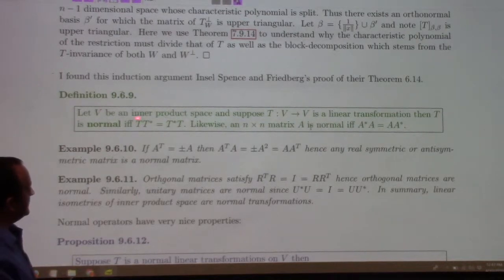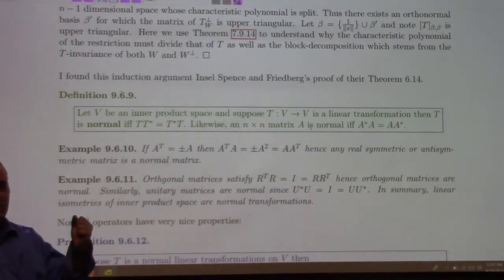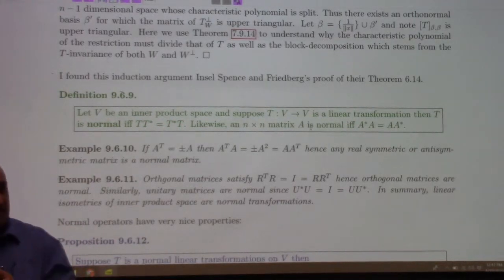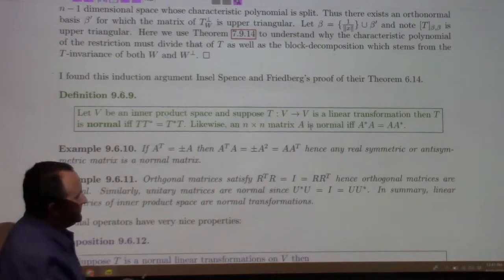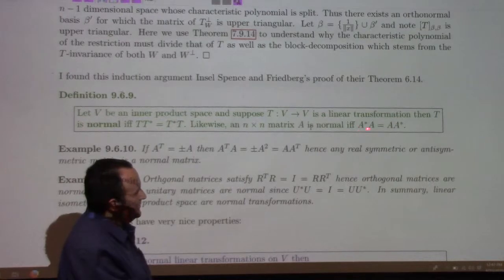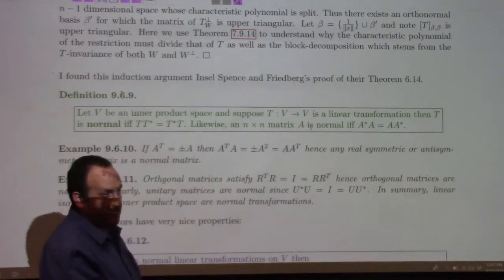V is an inner product space, and T a linear transformation. Then, like I said, T is normal, this interesting kind of transformation, if T times T star is equal to T star times T. So if the transformation commutes with its adjoint, it's said to be a normal transformation. For an n by n matrix, it's normal if it commutes with its adjoint also.